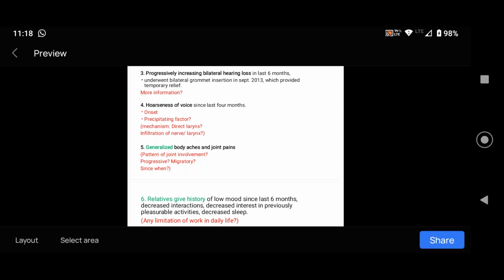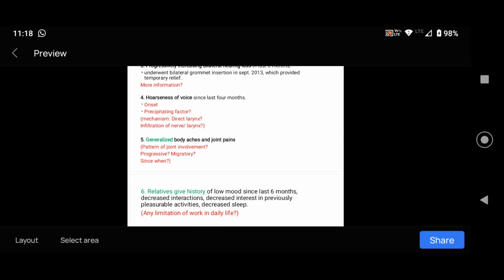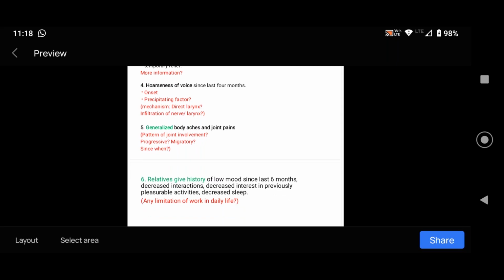So what we know is that over the past 4 months, the patient was having hoarseness of voice, which was appreciated well by the patient as well as by the attendants. And we don't know because the patient did not show to any ENT person. We are not sure what was the cause. We will have to investigate that further.